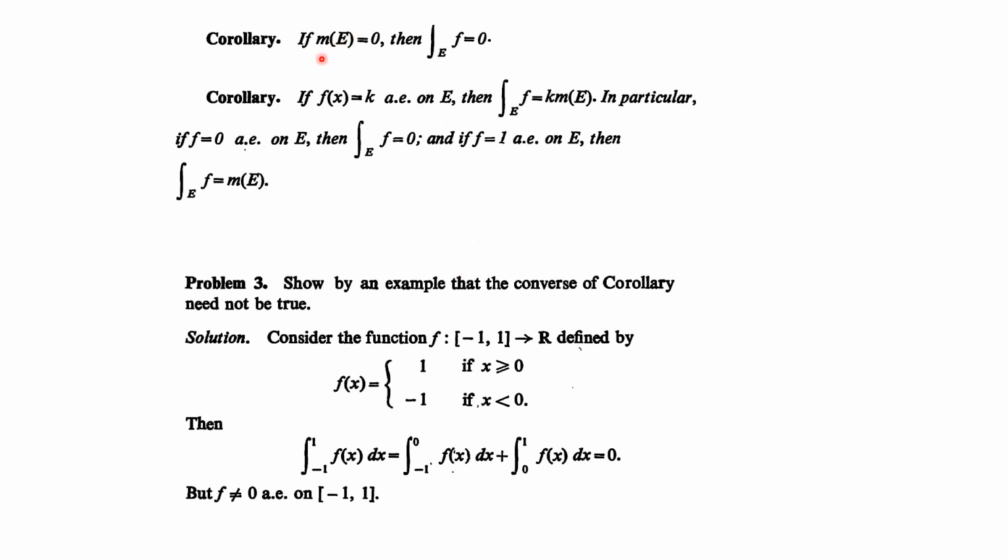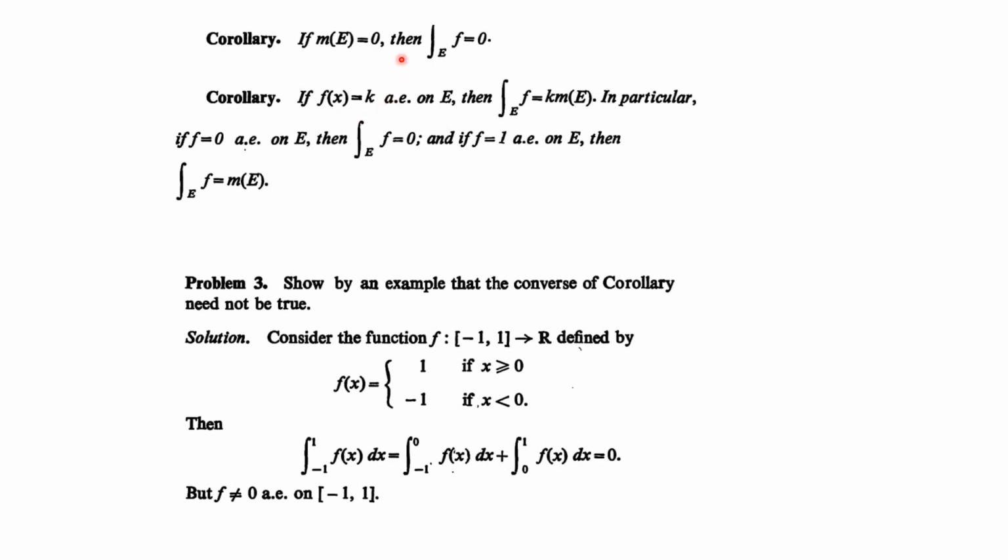The other two corollaries are: if the measure of E is 0, then the integral of f will be 0 over that set. So the integral of any function over the set of rational numbers will be 0. Why? Because the measure of the rationals is 0. The next corollary is: if the function is constant almost everywhere on E, then the value of the integral will be k times the measure of E. This is by property E.